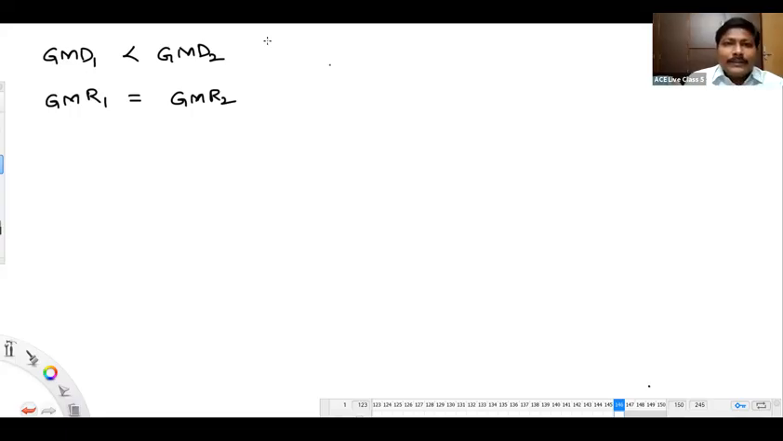Okay, now you tell me please. If GMD is low, how is the inductance value? Definitely low. If GMD is low, inductance value will be low.